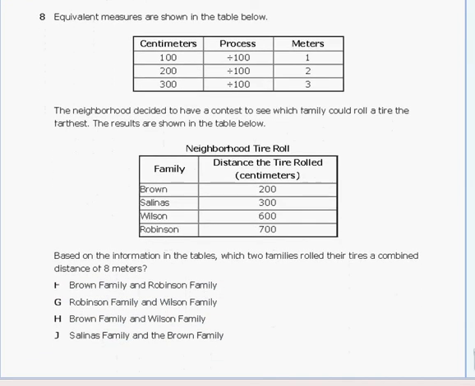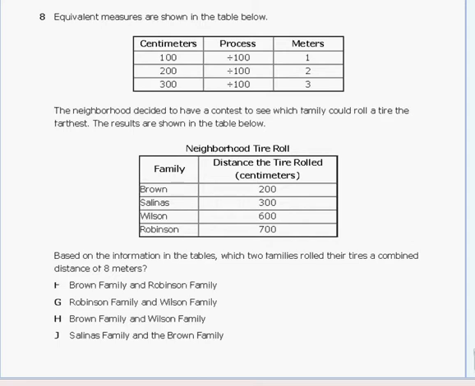On question number 8, equivalent measures are shown in the table below. It says 100 centimeters divided by 100 equals 1 meter. So there's 100 centimeters in a meter, and so on. The neighborhood decided to have a contest to see which family could roll the tire the furthest. The results are shown in the table below, with the Brown family and all the families right there.